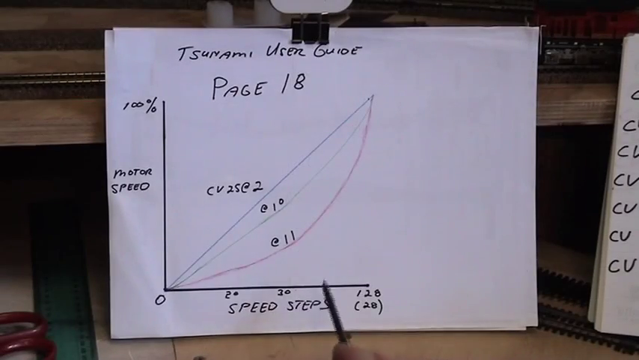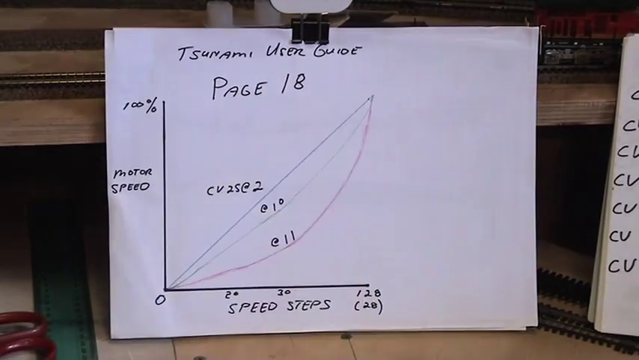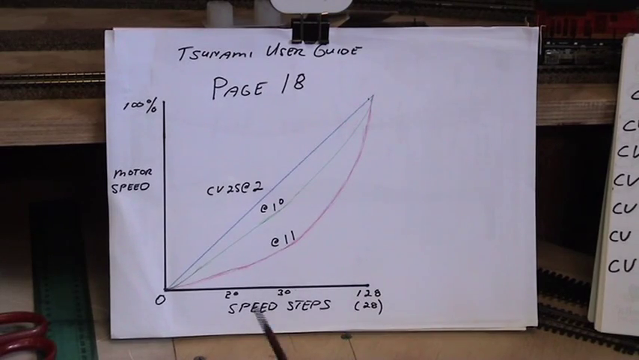Right, here's our speed curve. This can be found in your Tsunami user guide, page 18, but it's very small in there, so I've just done a rough copy.